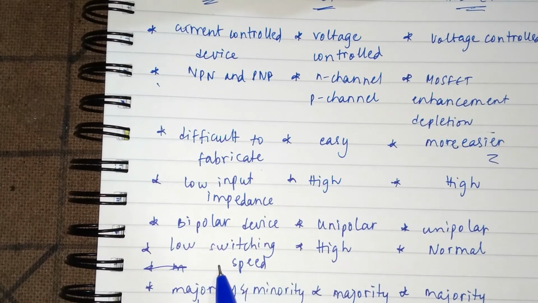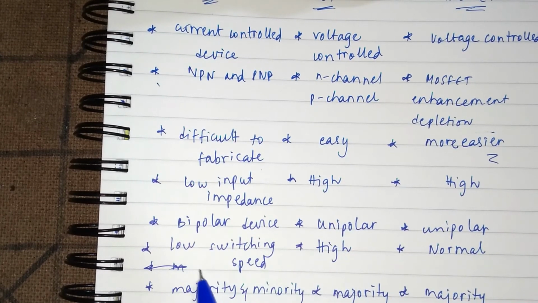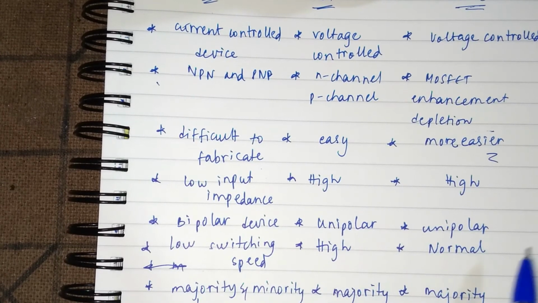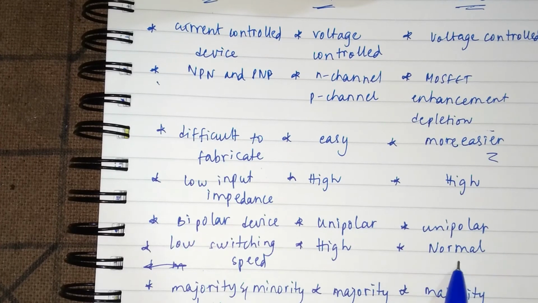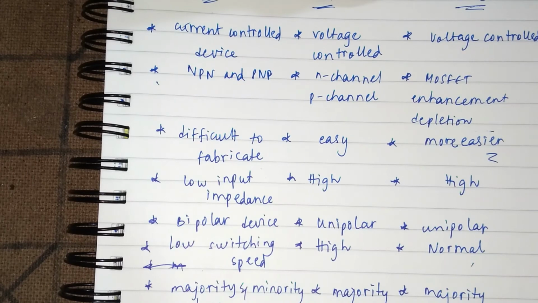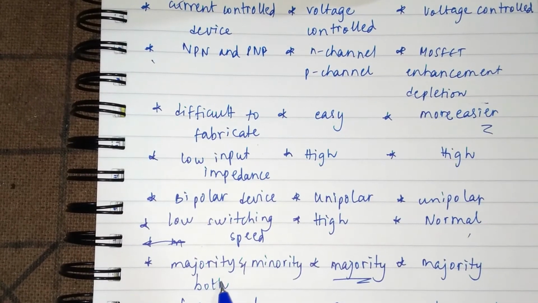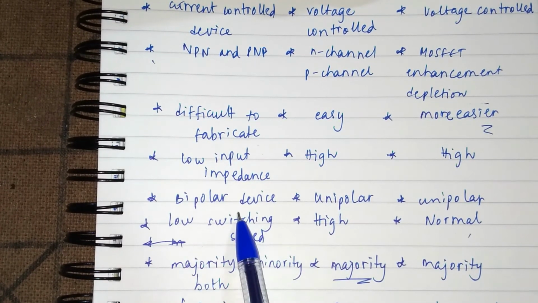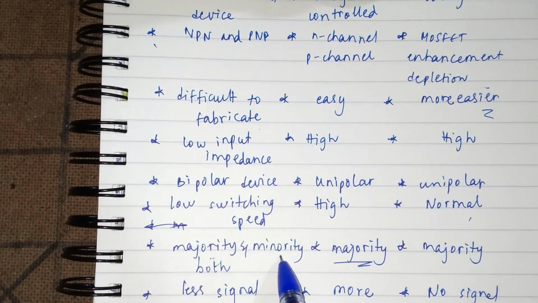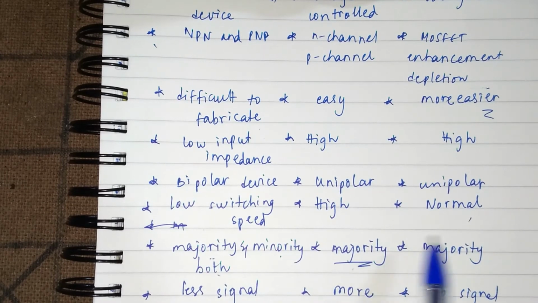When coming to the switching speed, in the next point we have BJT with low switching speed, JFET with high switching speed, and MOSFET has normal switching speed. It is higher than BJT and lesser than JFET. It is in between these two. It's normal. And as stated when talking about the bipolar device, we know that the BJT depends on both majority and minority charge carriers, whereas FET and MOSFET depend only on majority charge carriers.